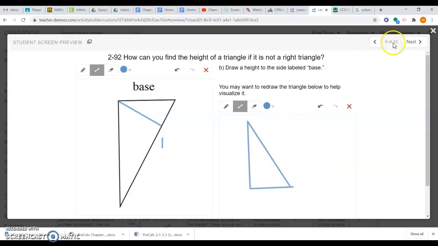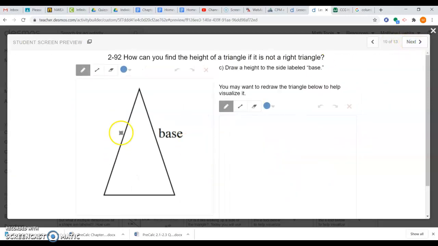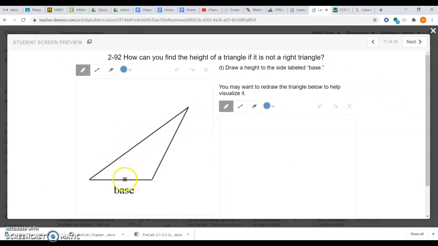That's why I put this sketch pad here. Next one, another funny base. So again, you could rotate it in the sketch pad here, or you could just try to draw it right onto the first one. One last one, you have a base and you need to draw the height. Again, remember, the height always needs to form a 90-degree angle with that base.